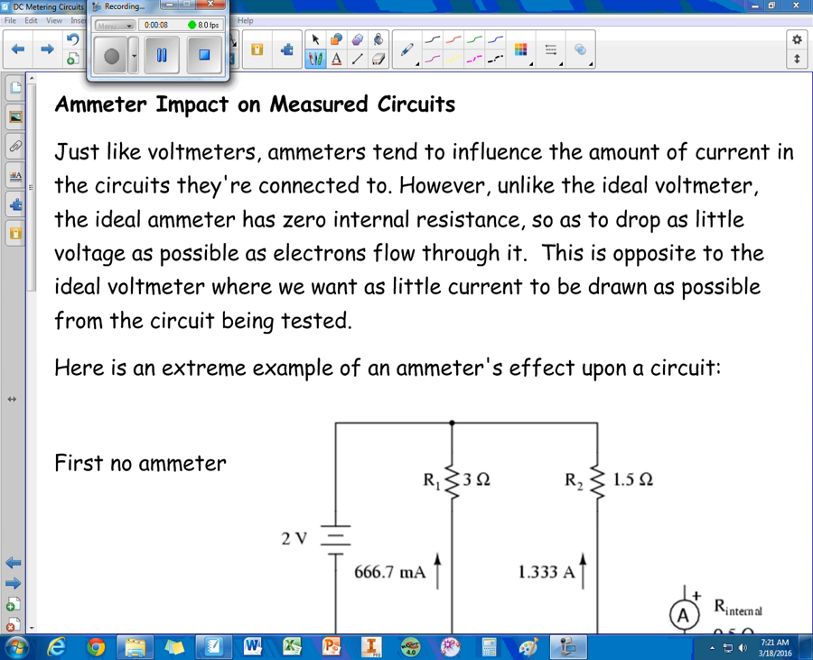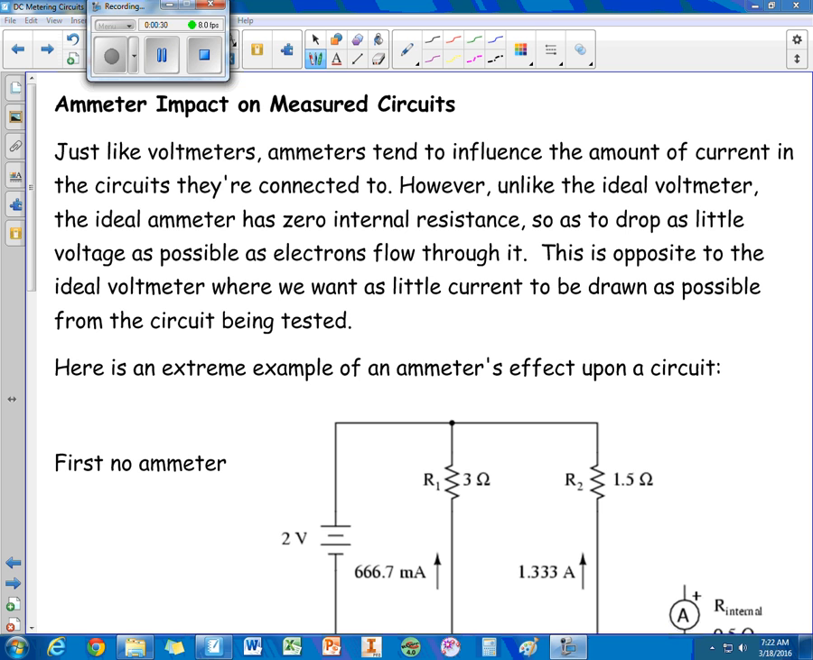In this one, we're going to begin by taking a look at how an ammeter will impact measurements on a circuit. Just like a voltmeter, ammeters will tend to influence the amount of current in the circuits that they are connected to. But unlike the ideal voltmeter, the ideal ammeter would have zero internal resistance.